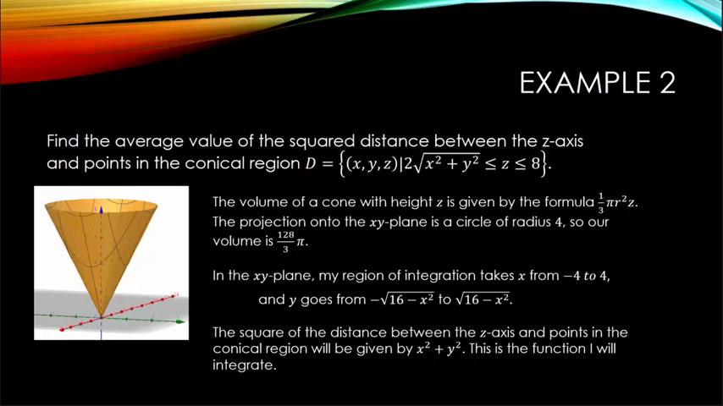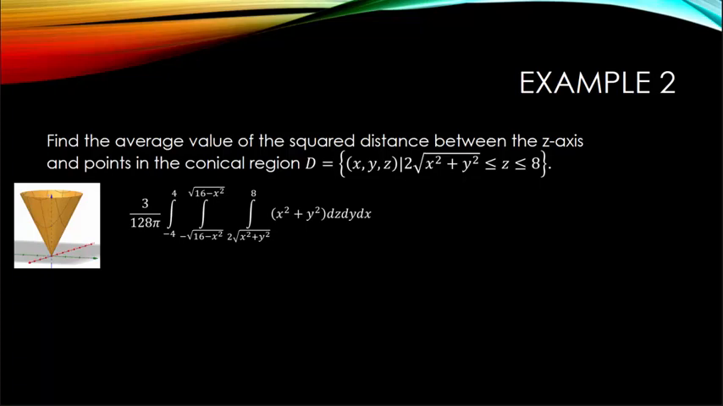So if my volume is 128 over 3 times pi, 1 over my volume becomes 3 over 128 pi, and I have that multiplying the integral from -4 to 4 of the integral from negative square root of 16 minus x squared to square root of 16 minus x squared of the integral from 2 times the square root of x squared plus y squared to 8 of the quantity x squared plus y squared dz, dy, dx.